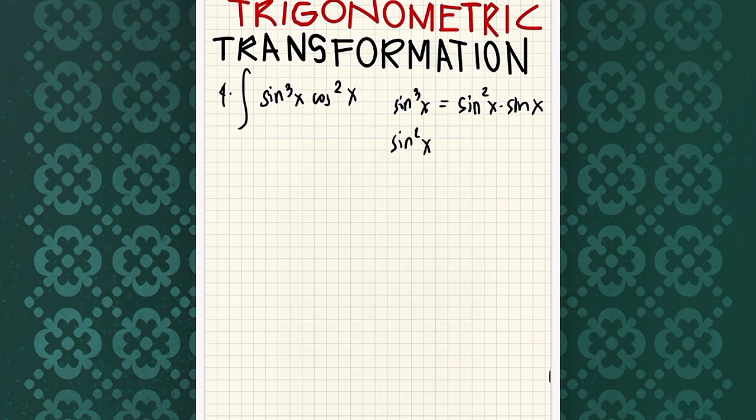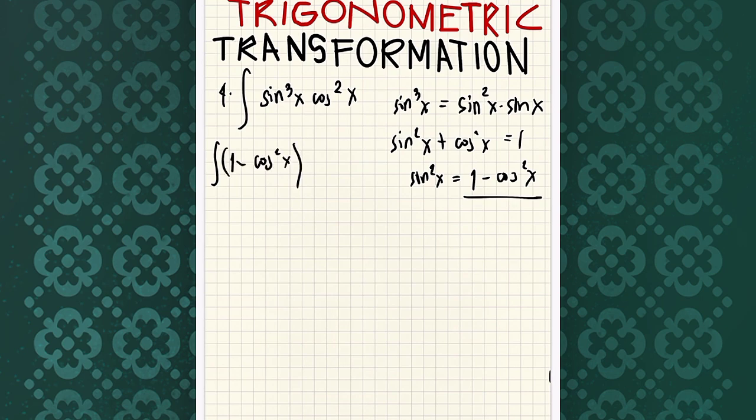The value for sine squared x is, in trigonometric identities, we know that sine squared x plus cos squared x is equal to 1. So sine squared x is equal to 1 minus cos squared x. So substitute this value for sine squared x. So it becomes 1 minus cos squared x sine x.